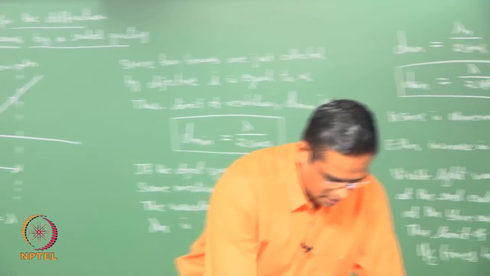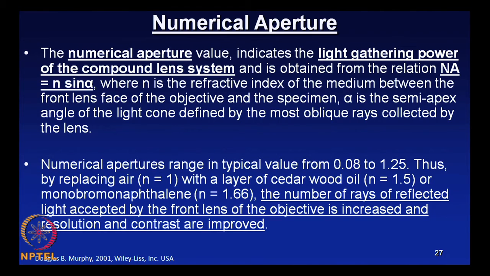So now come back to the slide. The numerical aperture ranges in typical value from 0.08 to 1.25. Suppose this is for the medium air where the refractive index is equal to 1. Suppose you replace this with a layer of cedar wood oil, which has a refractive index of 1.5, or monobromonaphthalene, which has a refractive index of 1.66. The number of rays of the reflected light accepted by the front lens of the objective is increased, and the resolution and the contrast are improved.